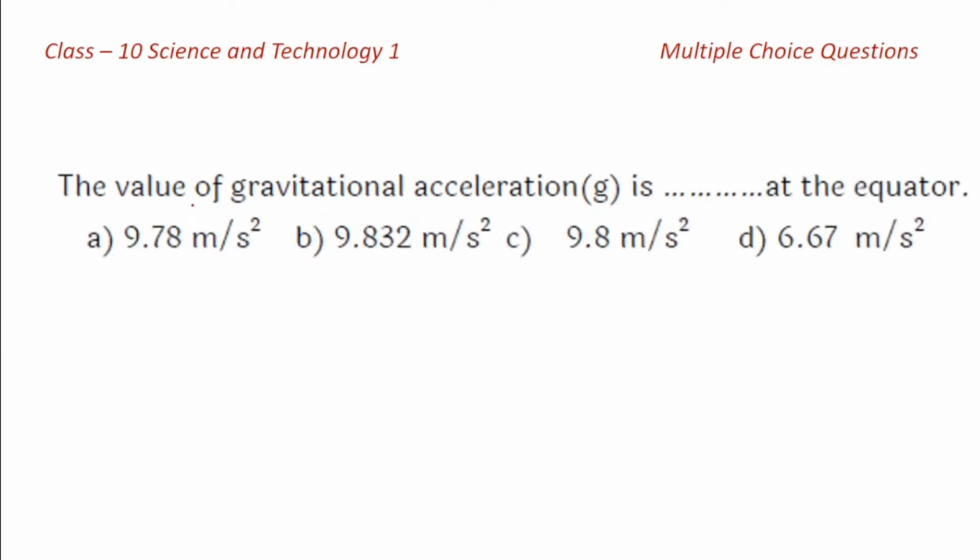Next question is, the value of gravitational acceleration, that is G, is dot dot at the equator. 9.78 meter per second square, 9.832 meter per second square. Option C is 9.8 meter per second square or 6.67 meter per second square. So the correct answer for this question is option C. It's 9.8 meter per second square. This is the value of gravitational acceleration at the equator.